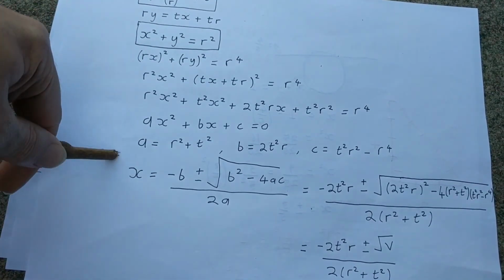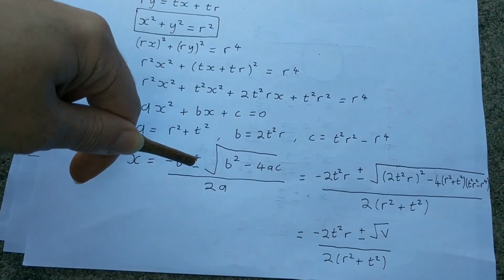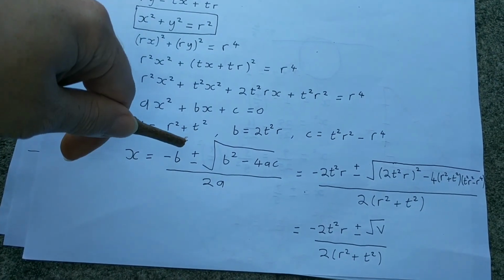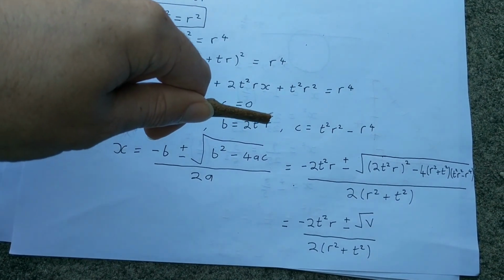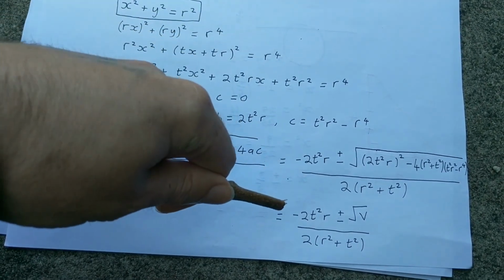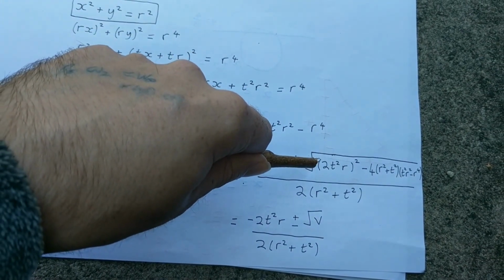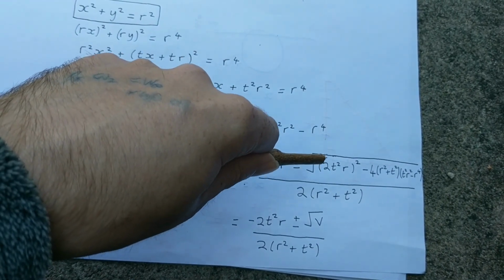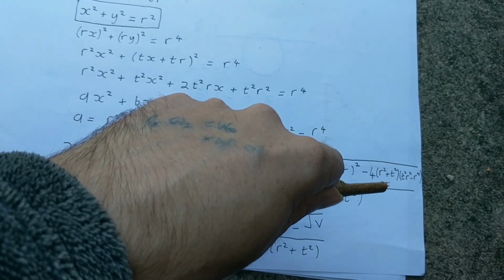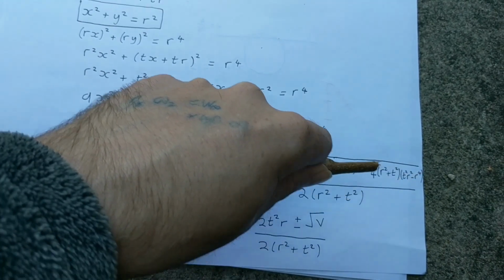Now, if you want to be rigorous, you should probably get the solution not by using the quadratic formula, because we don't want to be using square roots, but this is a sort of way to think of it. And so we have this quadratic formula giving us x, and what we have to do really is square root this quantity. So this is the quantity (2 t squared r) squared, take away 4 times (r squared plus t squared) times (t squared r squared minus r to the 4).